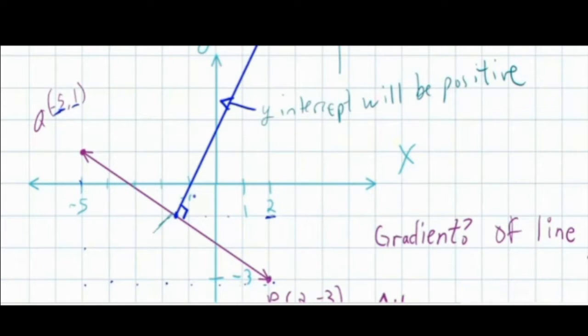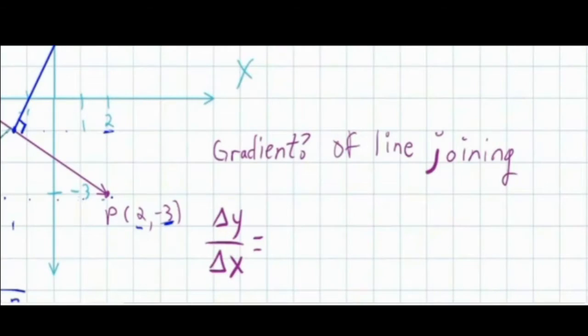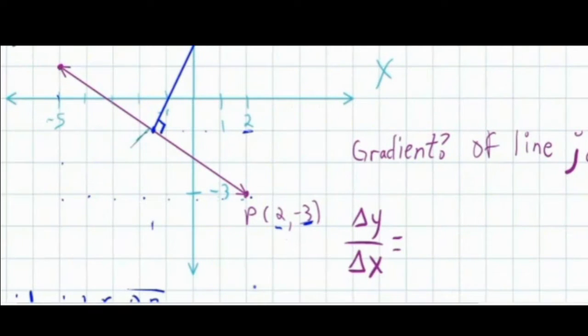In order to find the equation of that line, first we need to find the gradient of the first line. So the gradient of the line joining point P and Q would be the change in y over the change in x. So the change in y positions here: here's -3 in the y direction, and here's +1 in the y direction. So we can see that it changed a total of 1, 2, 3, 4 spaces.